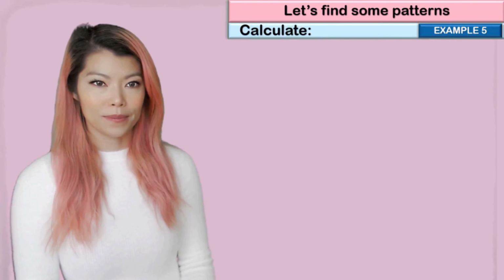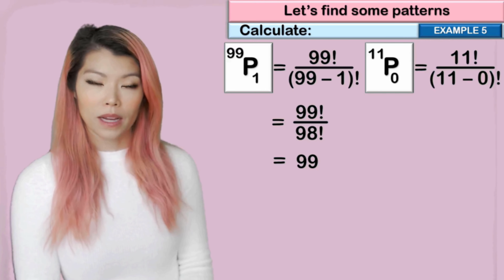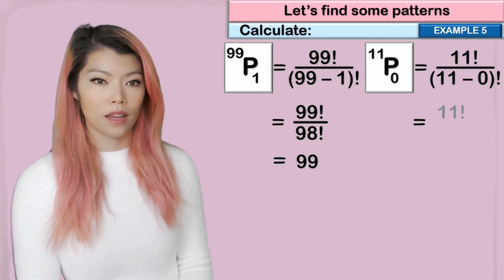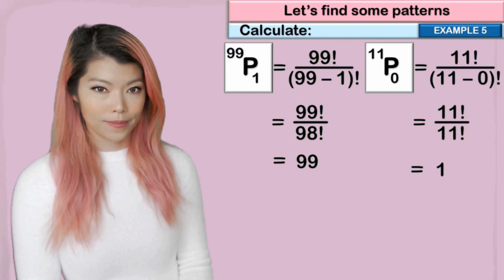Let's find some patterns. Let's say we have 99P1. What would that look like? That would be 99 factorial over 99 minus 1 factorial. Now 99 minus 1 factorial is 98 factorial. And 99 factorial over 98 factorial, we know it gives us 99. What about 11P0? So 11 factorial over 11 minus 0, which means 11 factorial over 11 factorial, which is just 1.